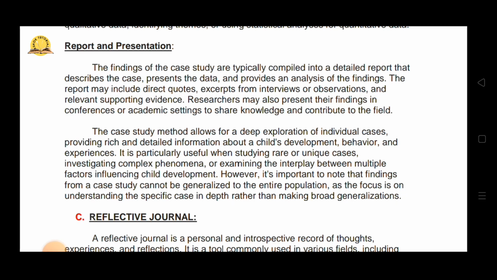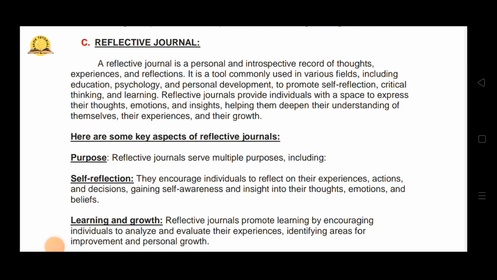Now the third method, let us see what we have. So now let us see reflective journals. A reflective journal is also one type of child study method. So let us see what it implies. A reflective journal is a personal and introspective record of thoughts, experiences and reflections. So what is that? It is a personal introspective record. It's a record, all right? A record of what? The thoughts, the experiences one has, and the reflections he or she has.